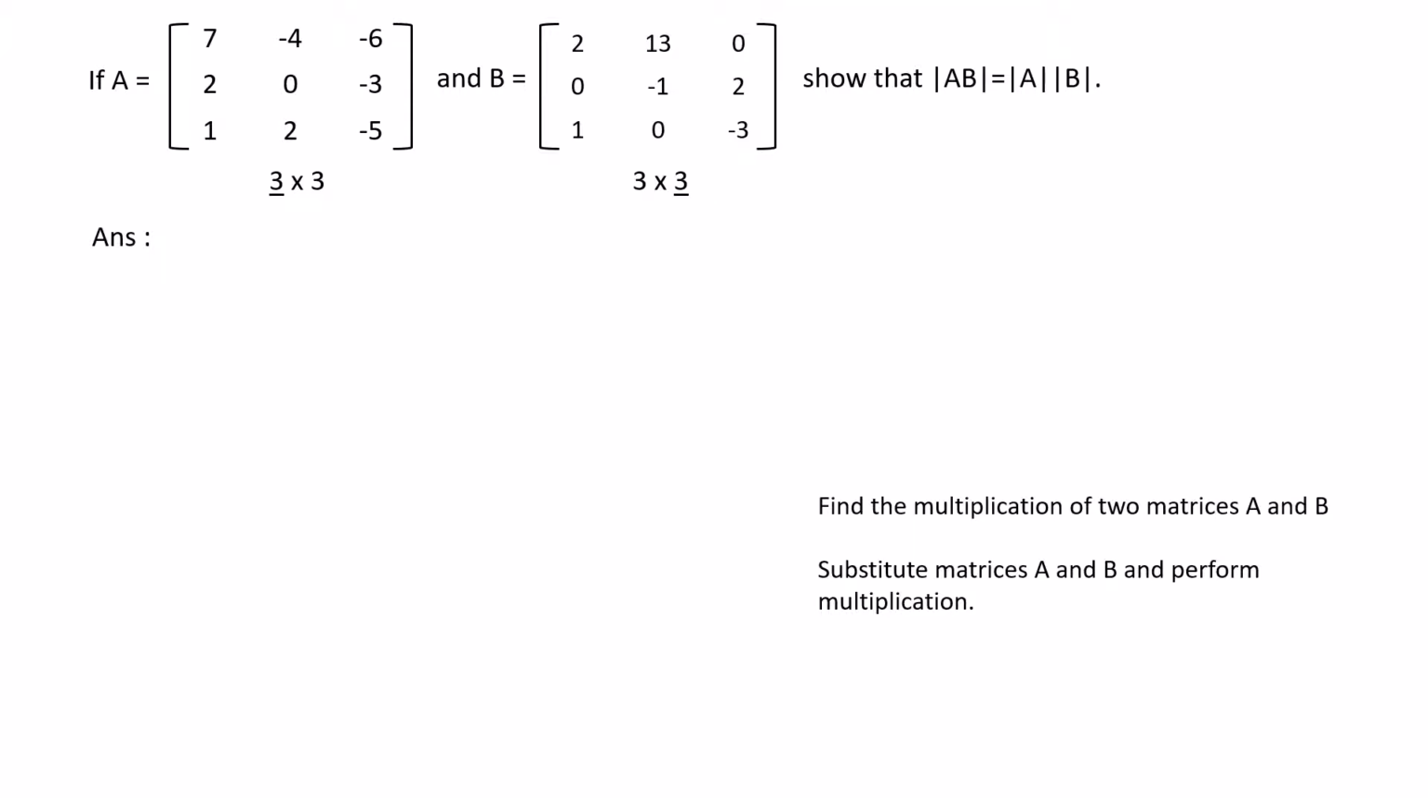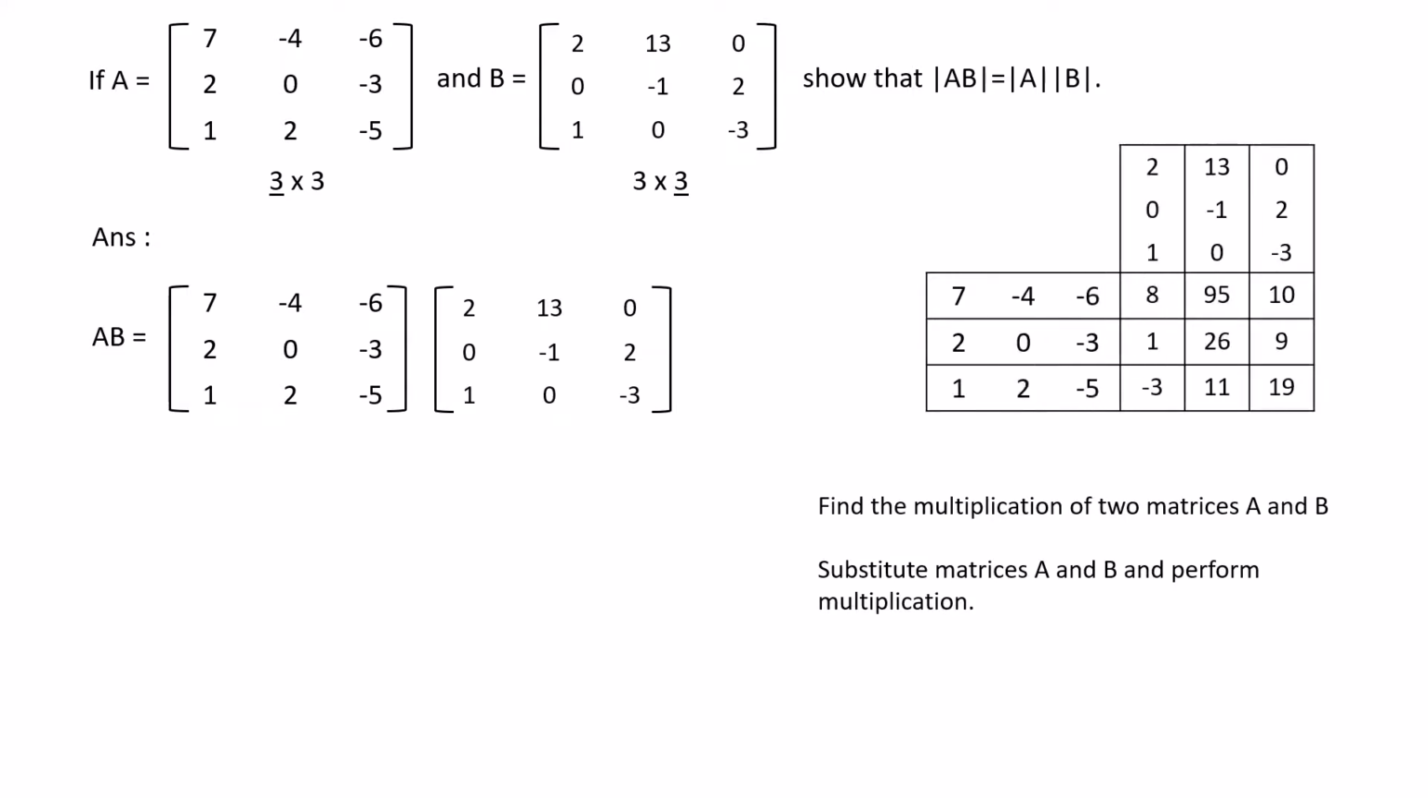Since the number of rows of matrix A equals the number of columns of matrix B, we can perform the multiplication. Substitute matrices A and B and perform the calculation, and the multiplication of matrices A and B equals 8, 95, 10, 1, 26, 9, -3, 11, and 19.